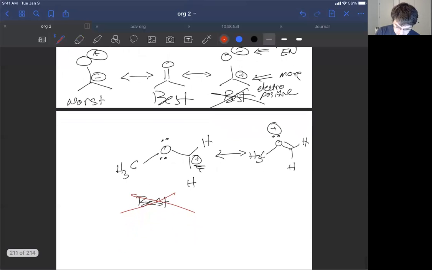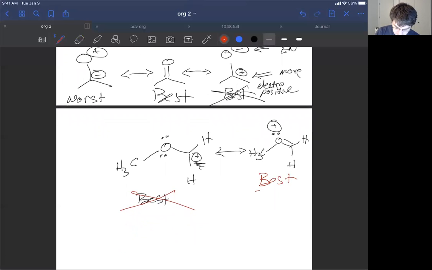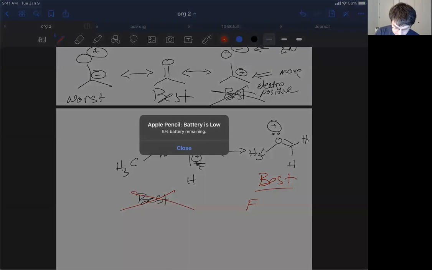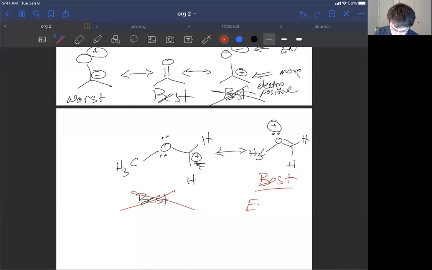This one on the right is the best because everything has an octet. Everything has an octet. So that one on the right is the best. Everything having an octet is more important than where your charges are. Okay? Priority number one. I don't care where the negative is if you can draw something else where things have a full octet.